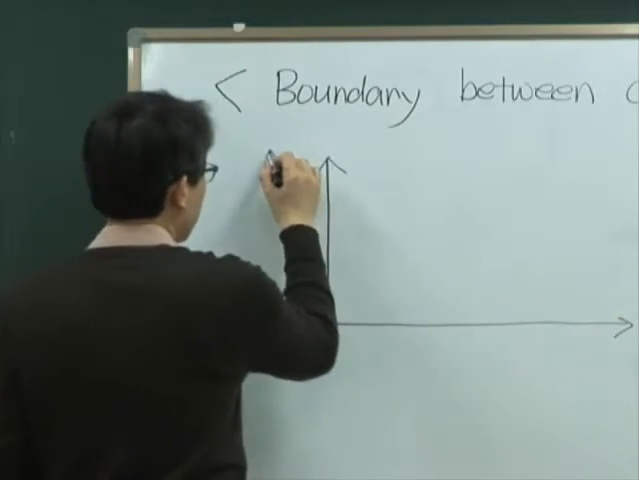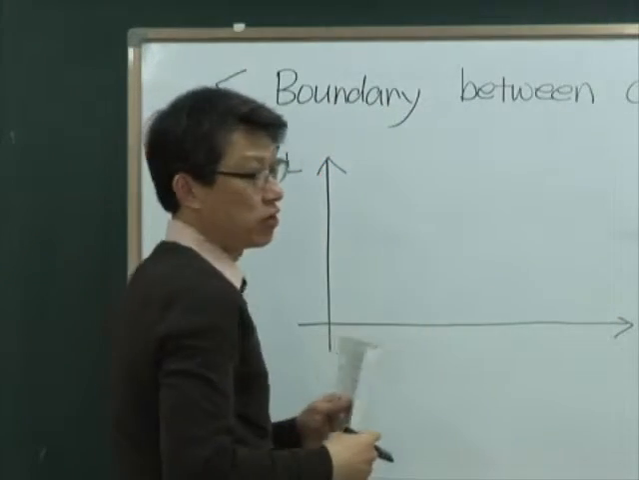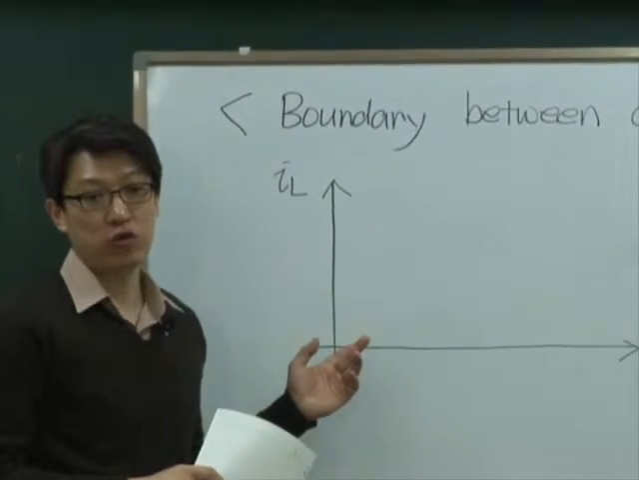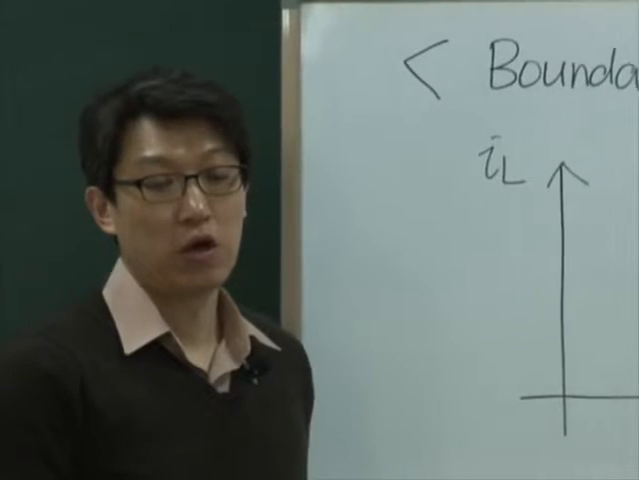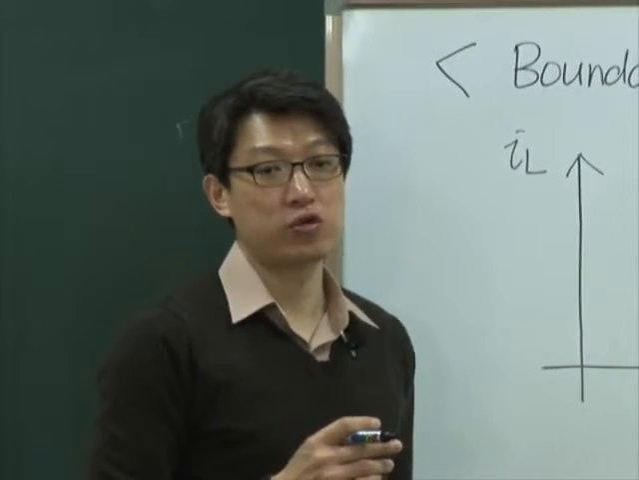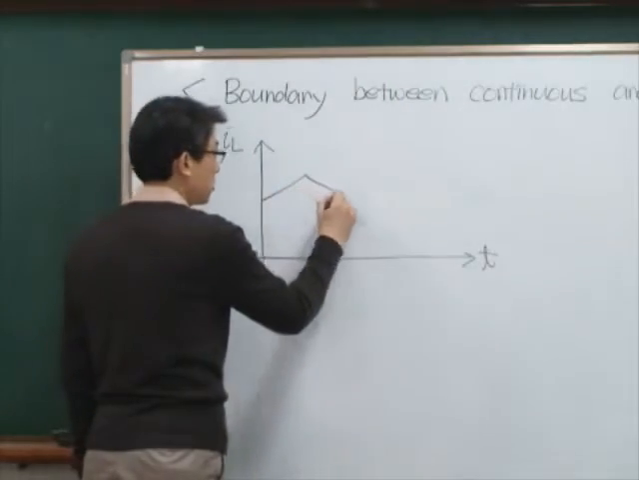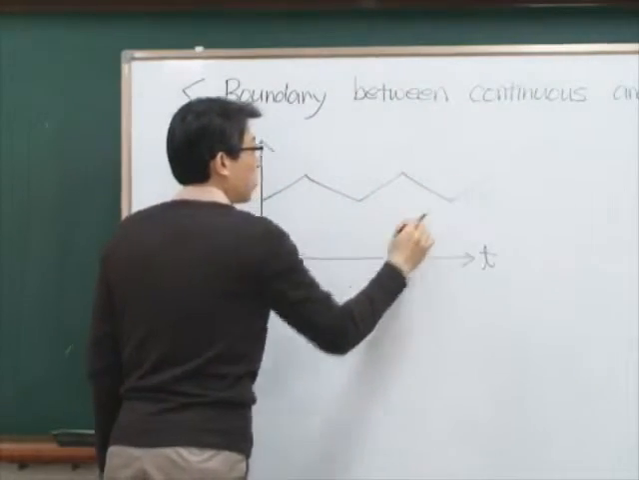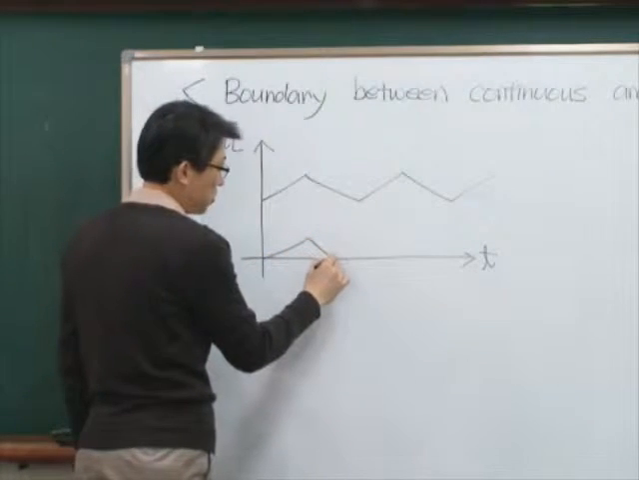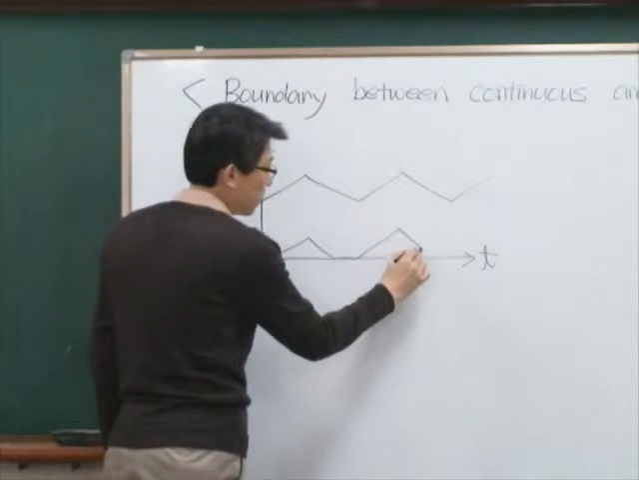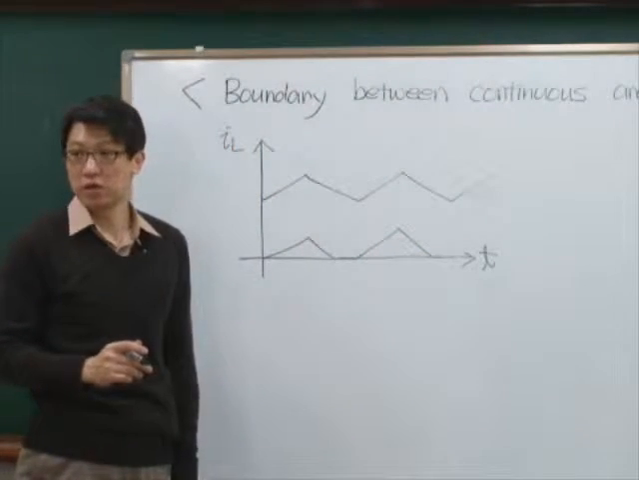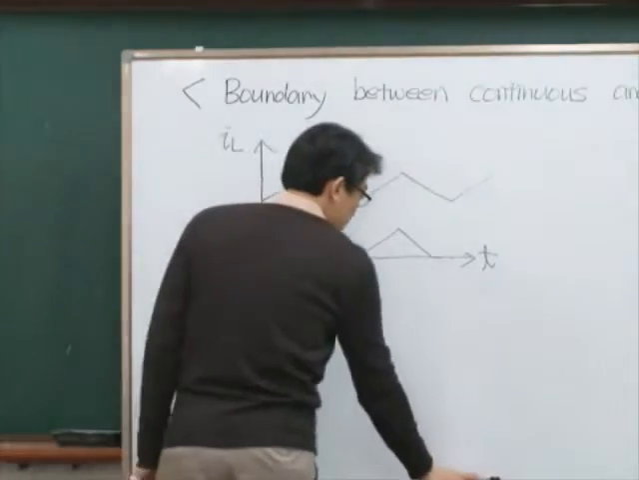Okay. Now, let's begin our discussion with the inductor current. What is the definition of continuous conduction mode? When the inductor current has a non-zero value, I said it is continuous conduction mode, like this, right? Okay. When the inductor current now has some zero value, like this, then it is discontinuous mode, right?